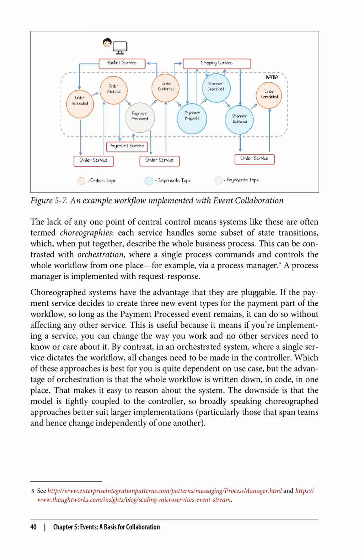The lack of any one point of central control means systems like these are often termed choreographies. Each service handles some subset of state transitions, which, when put together, describe the whole business process. This can be contrasted with orchestration, where a single process commands and controls the whole workflow from one place, for example, via a process manager. A process manager is implemented with request-response.